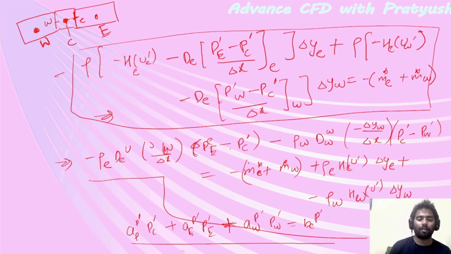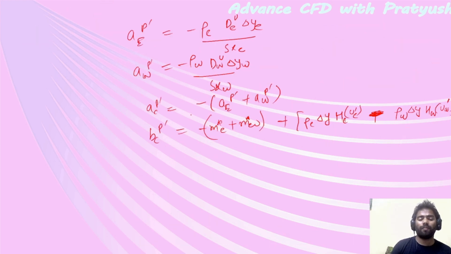So if we compare this equation with this equation, suppose this is equation 4 and this is equation 5, then if we compare equation 4 and 5, the coefficients of the different terms, aP P', aE P'E, aW P'W and b, we can write in this form. So we compare the equations and you can write the coefficients here.